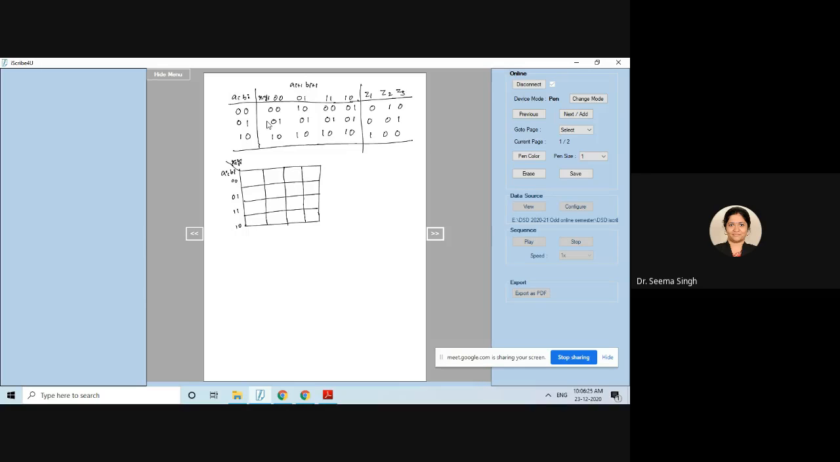So which column will be don't care? Which row will be don't care? 1, 1. Yes, because AIBI 1, 1 is not available. So this complete row will be a don't care. Okay. Now, next what I have to do? AIBI is 0, 0 and XIYI is 0, 0 here. Means what? This will be denoted by this.